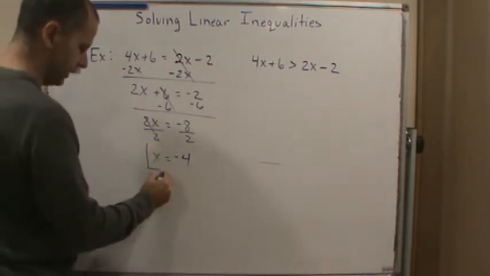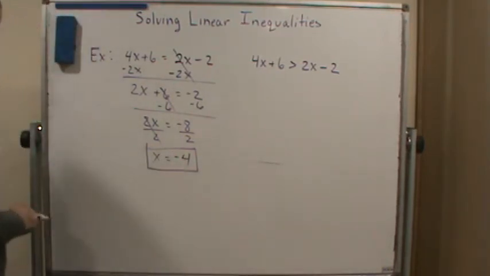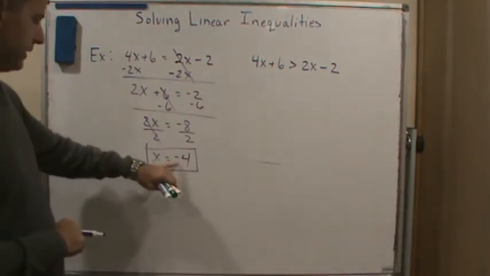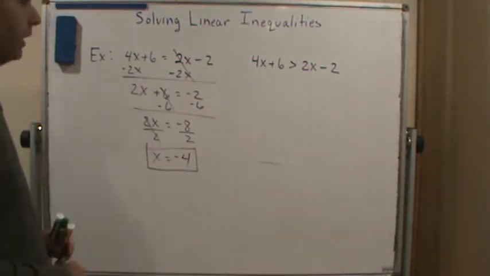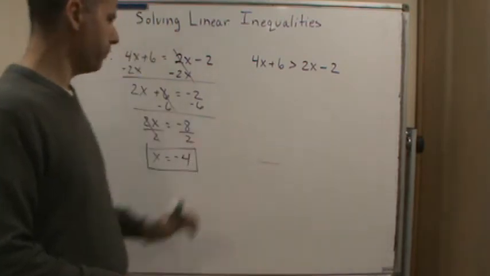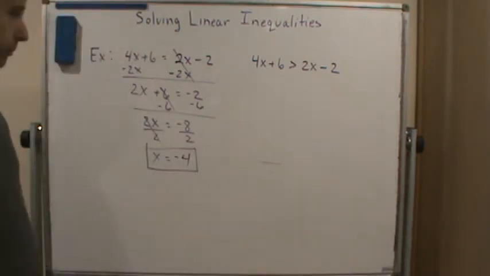My solution is one number. It's telling me that the solution is x is equal to -4. So if I stick -4 back into here, I'm going to get a true statement. Now let's solve this one and see what happens.